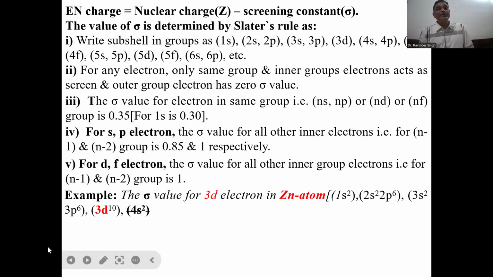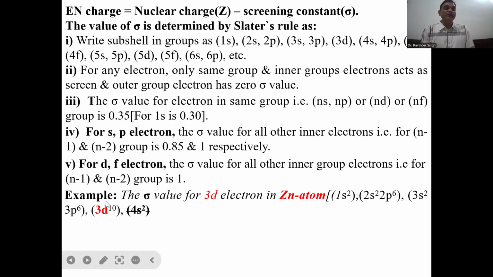As we have to calculate the effective nuclear charge experienced by these 3d electrons, and the electrons which are just present outer to the 3d, that is the 4s electrons, these 4s electrons will cause no screening effect, so we have to cut it. Look, I have put a cut on it here, just so that we do not create any confusion.